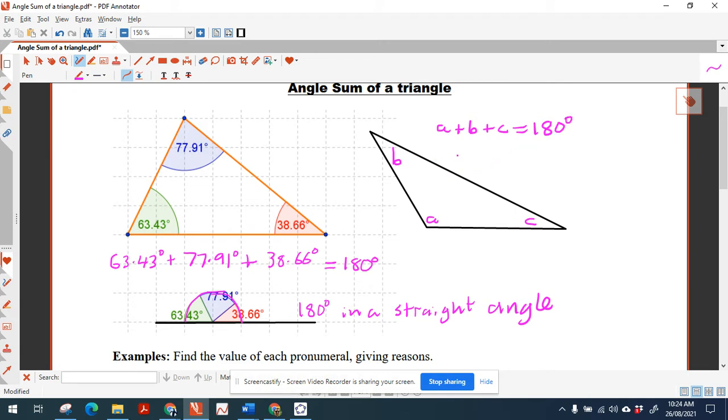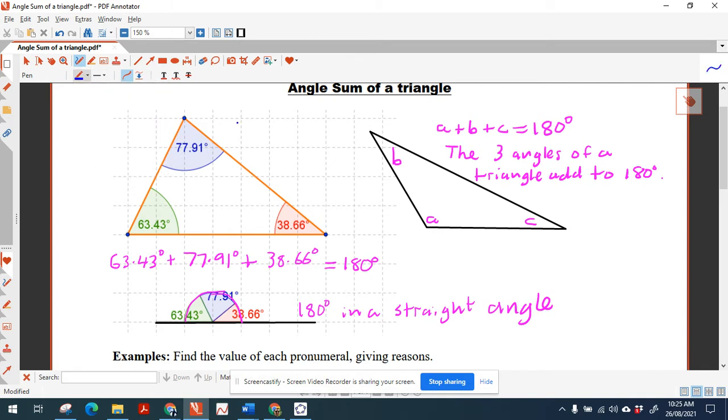So in words, how could we say this? We could say the three angles of a triangle add to 180 degrees. Okay, now that's how we say it in words.